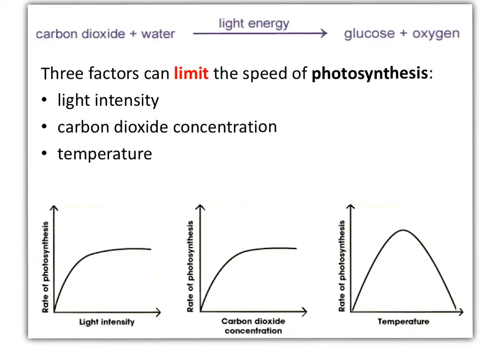Now, there are 3 factors that can limit or slow down the rate of photosynthesis: light intensity, carbon dioxide concentration and temperature. And what you might have to be able to do in the exam is describe how each of these factors affect the rate of photosynthesis. So if we look at this first one, we can see that as you increase the light intensity, the rate of photosynthesis increases until it gets to a point, and then we've got other factors that are limiting it.